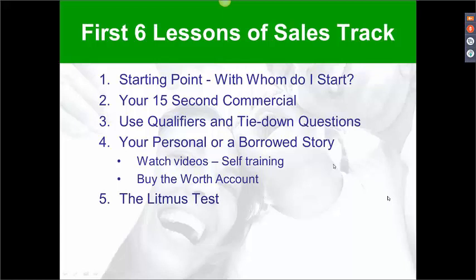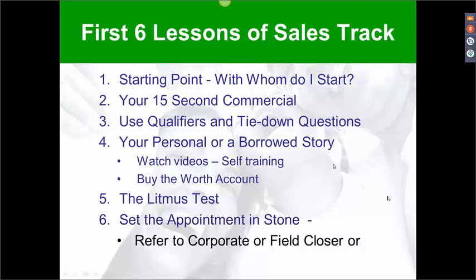These are all great ways of developing that personal story. Number 5 is your litmus test. This is your 1 to 5 scale of how interested is your client. And then number 6 is setting the appointment in stone. And this is either referring to a corporate field closer for that appointment or set the appointment yourself so you can run the analysis for the client on your own.